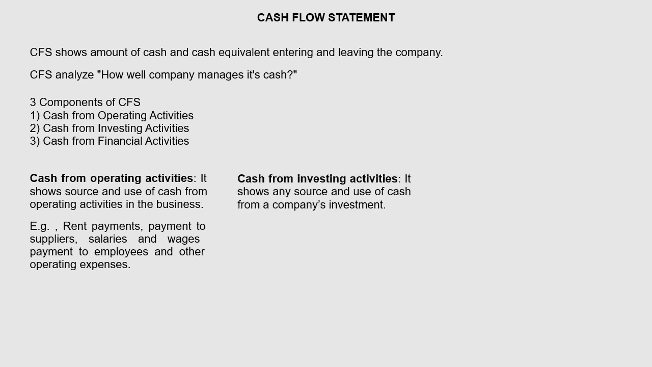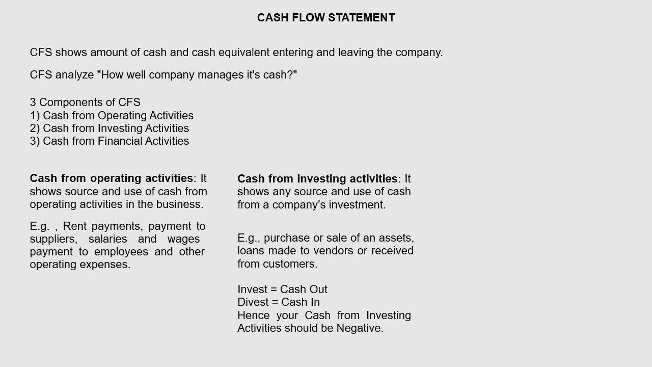Second is cash from investing activities. It shows any source and use of cash from the company's investments. For example, purchase or sales of any assets, then loans made to vendors or received from customers. Investment made is considered as cash out, as cash has been invested, and divesting any assets is considered as cash in.